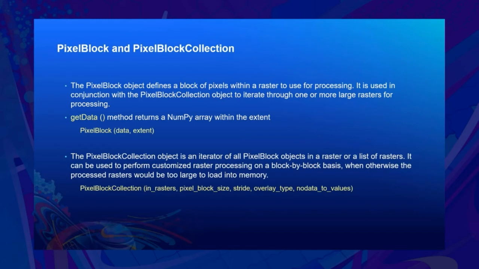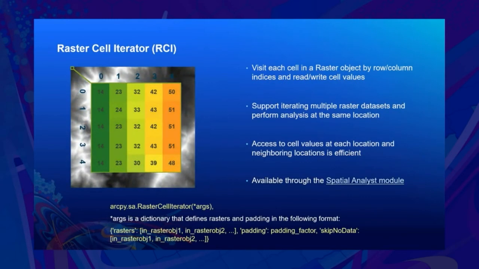Now, sometimes you don't want to create this NumPy array or anything. You just want to directly work with your raster and visit individual cells and do some processing. This is where the raster cell iterator comes in. You can use this to visit each cell in a Raster object by using the indices for row and column. It supports iterating over multiple raster datasets and performing analysis at the same location. You can also create multiple rasters.